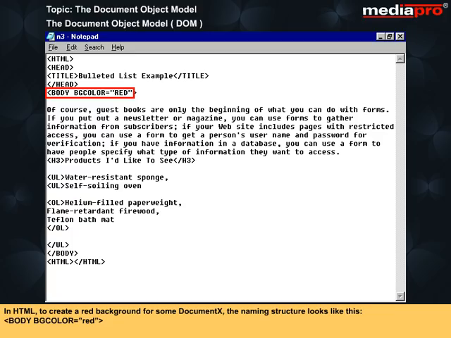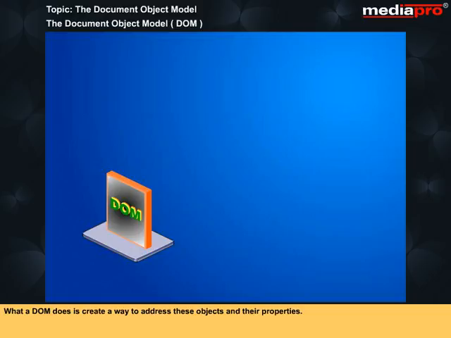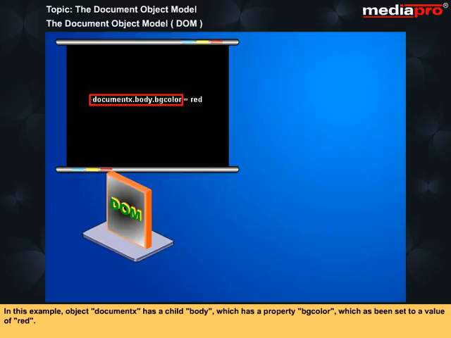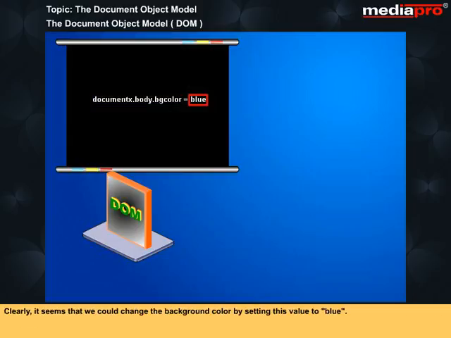In HTML, to create a red background for some document X, the naming structure looks like this: body BGCOLOR equals red. What a DOM does is create a way to address these objects and their properties. Under a DOM, the same objects and properties in document X might be written this way: documentX.body.bgcolor equals red. In this example, object documentX has a child body which has a property bgcolor which has been set to a value of red. Clearly, it seems that we could change the background color by setting this value to blue.